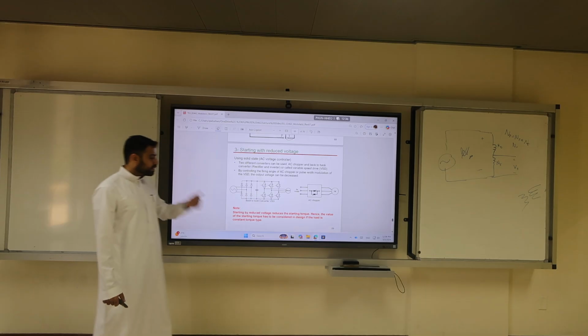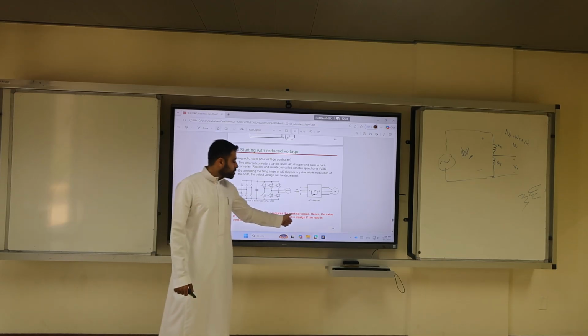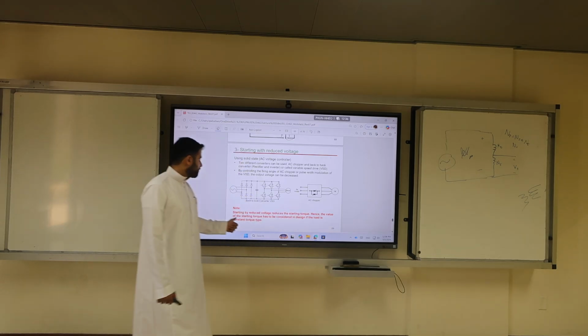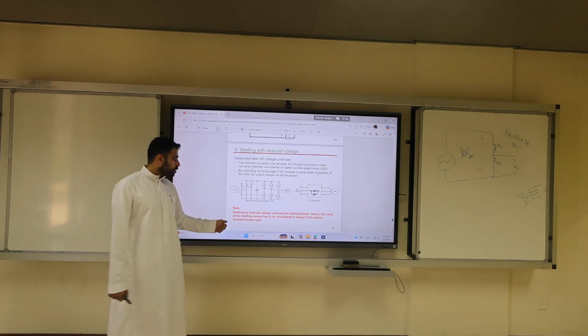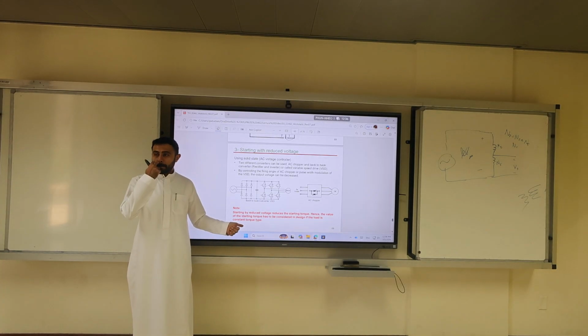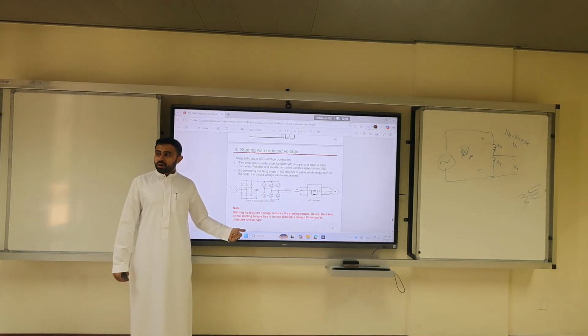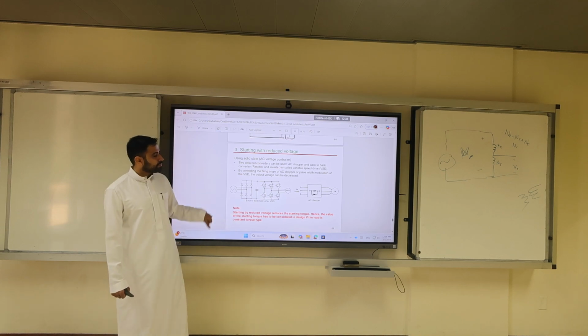So starting by reduced voltage reduces the starting torque, hence the value of the starting torque has to be considered in the design if there is a constant load. With a constant load, the starting torque has to be high. Okay? So be careful, don't be tricked.